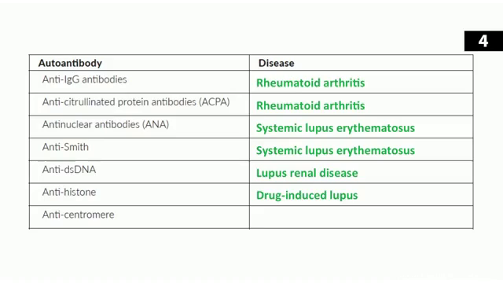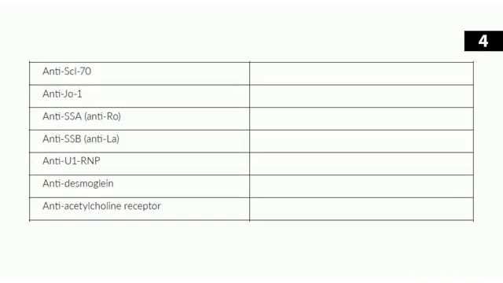Then anti-centromere antibodies are seen in CREST scleroderma, so C for centromere, C for CREST scleroderma. And then anti-Scl-70 is pretty easy because that Scl stands for scleroderma. This is diffuse scleroderma. The other name for this is anti-DNA topoisomerase. Anti-Jo-1 is seen with polymyositis and dermatomyositis.